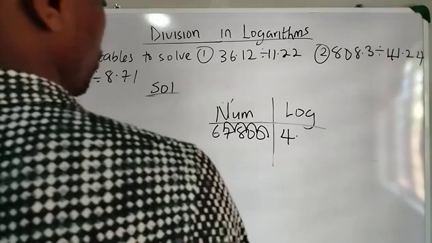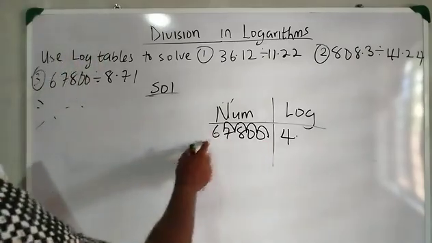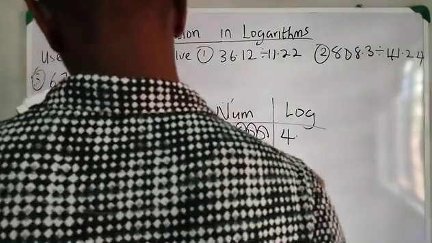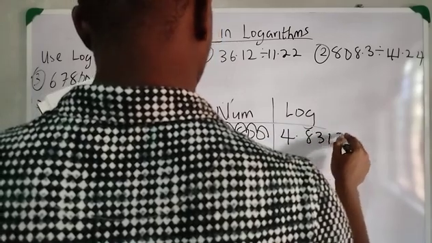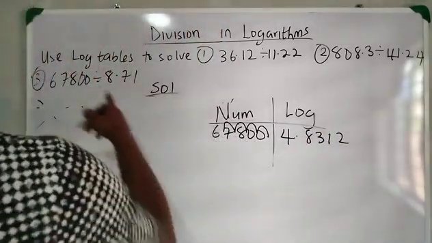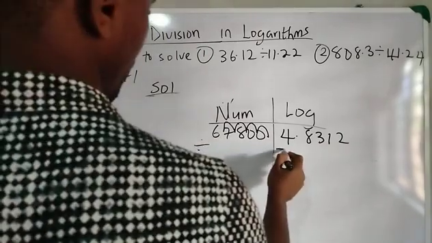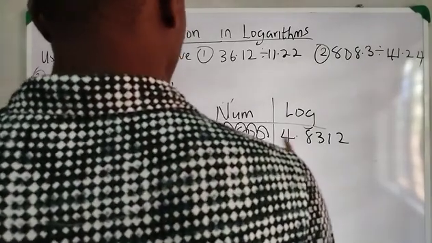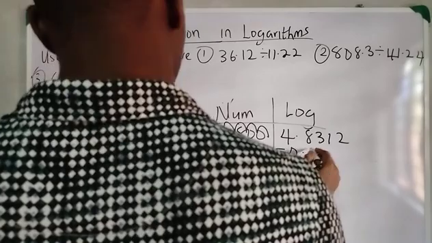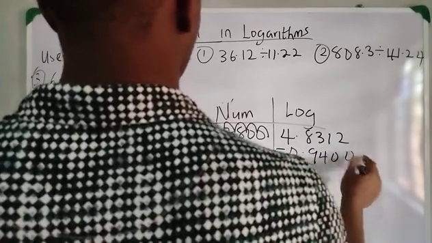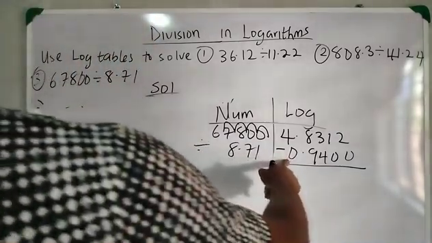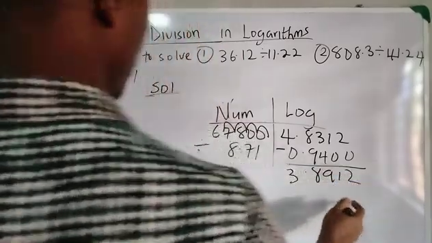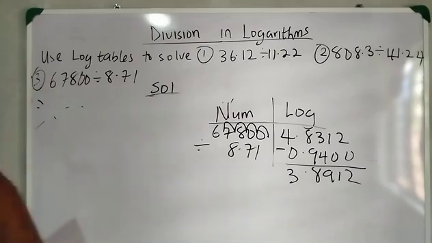And then you go to your logarithm tables. Even if there are 5 digits, take the first 4. 67 under 8, difference 0. And that's going to give you 8, 3, 1, 2. Then divided by, you put your minus. Don't forget. 8.71. When you find the logarithm of 8.71, you are going to have 0.9400. So when you subtract this from this, you are going to be left with 3.8912. This is your final answer in logarithms.